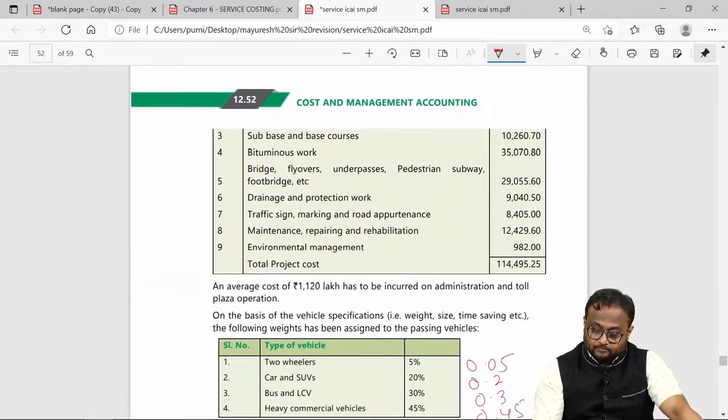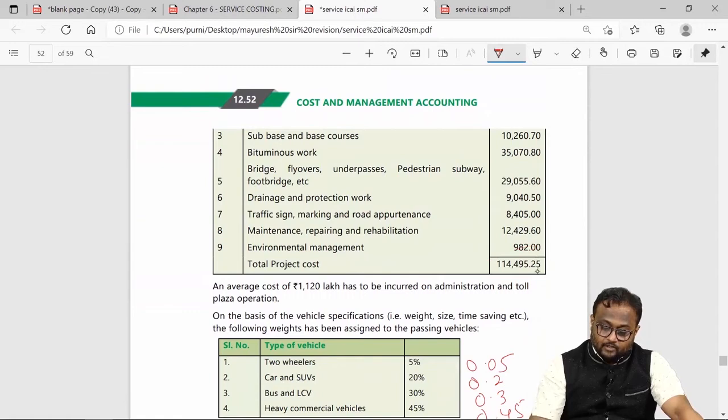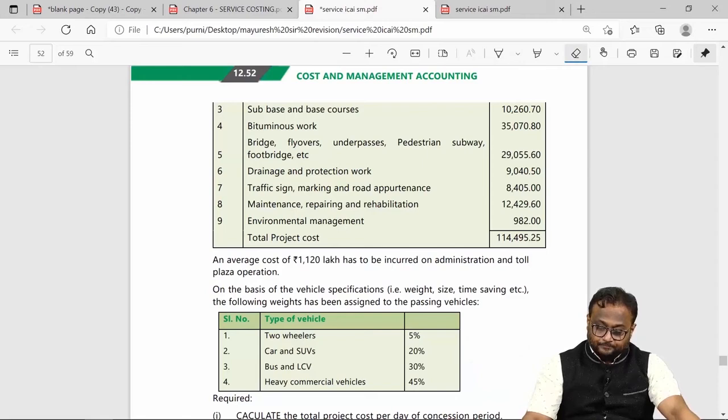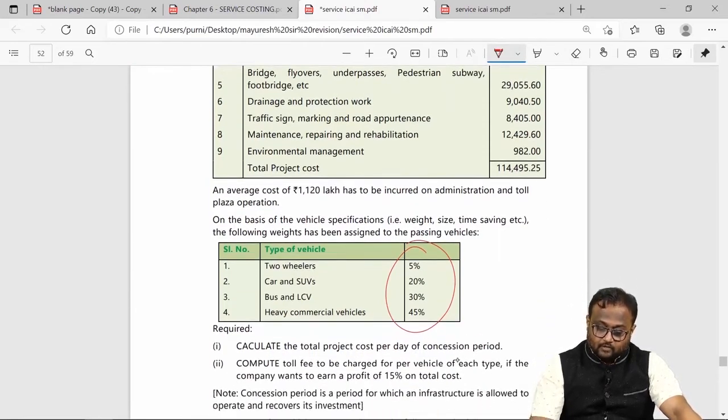We have been given the cost. Apart from this cost, which is in lakhs, there is one more cost which is in lakhs. So get the total, that will be the total cost. Once you get the total cost structure, these are the percentages, the weights assigned: 5%, 20%, 30%, 45%. We are supposed to calculate the cost of the project.